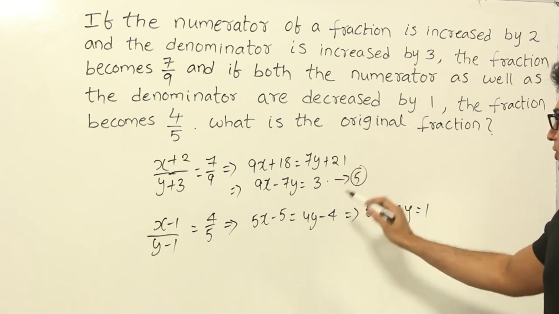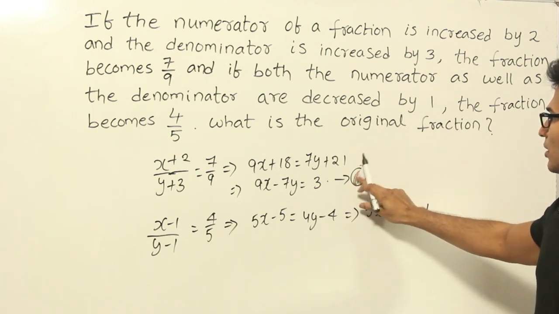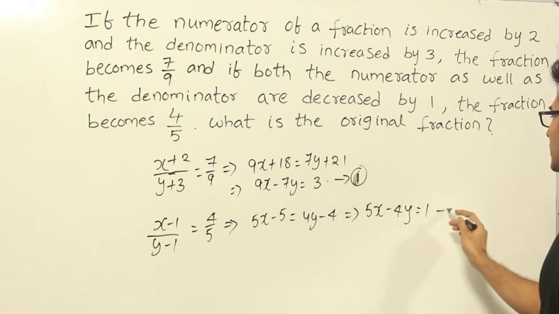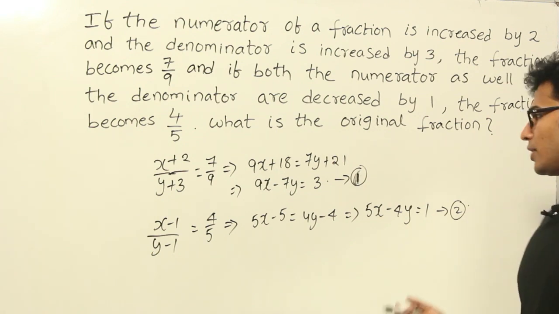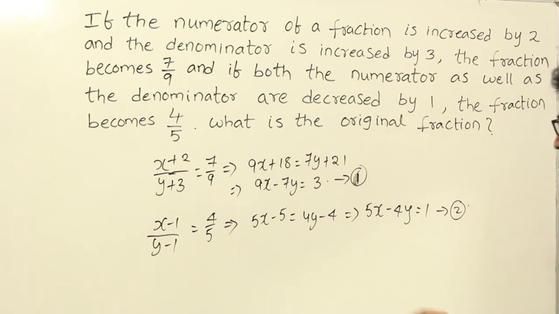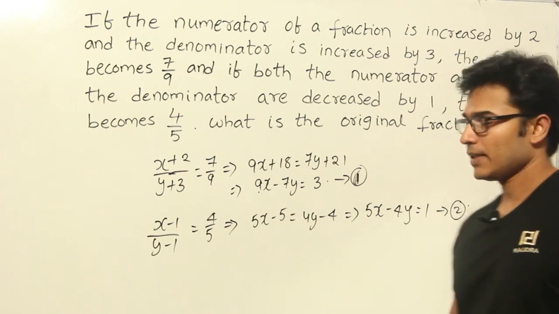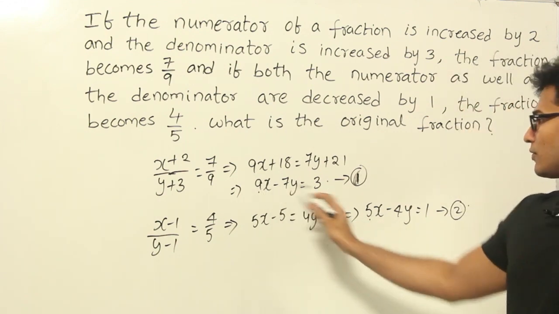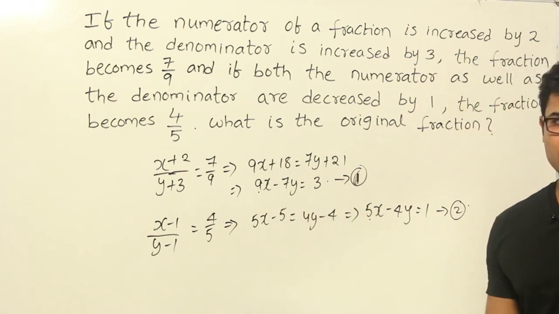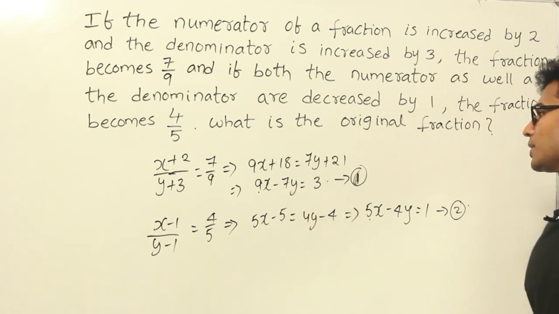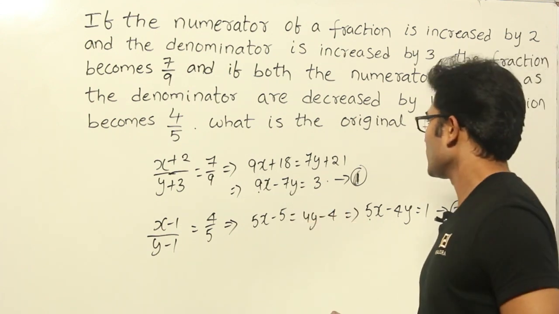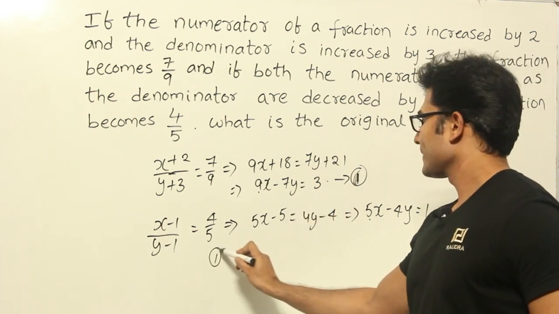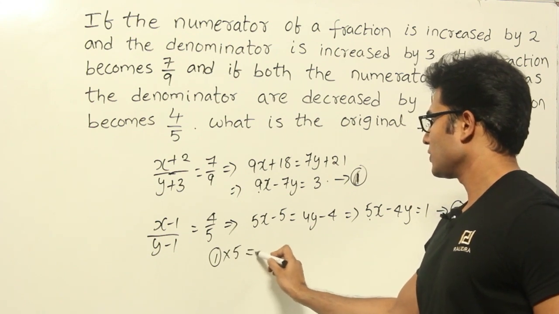See, I want to eliminate one of the variables and then find out the other variable value. Let's call this equation 1 and this equation 2. So if I multiply this one with 5 and this one with 9, then the coefficients of x will become 45, and if I subtract one equation from the other equation, x will be eliminated. Then I can get the value of y. So let's multiply equation 1 with 5.